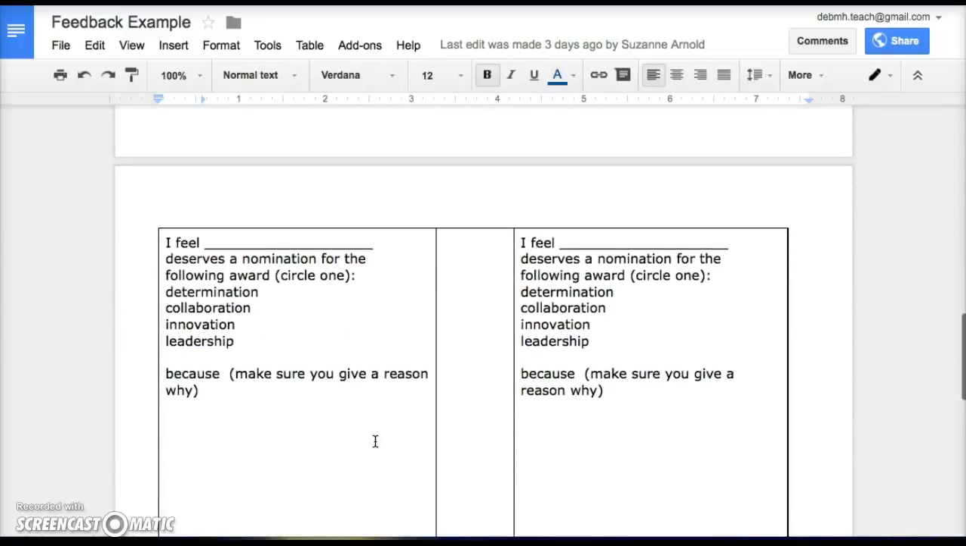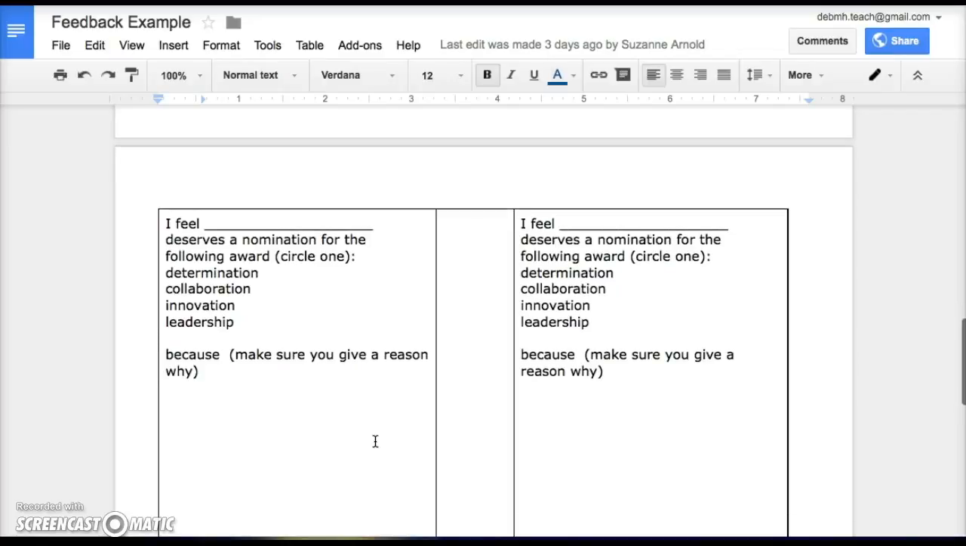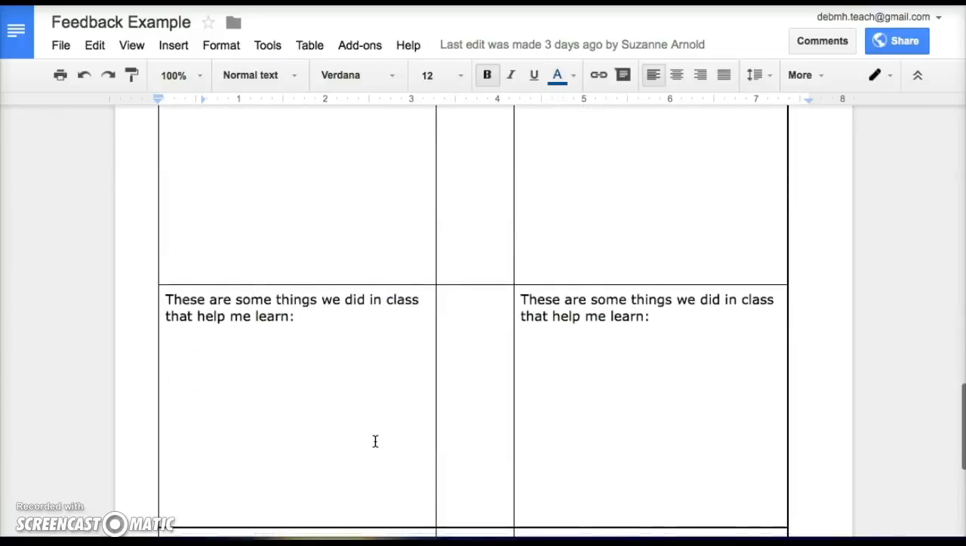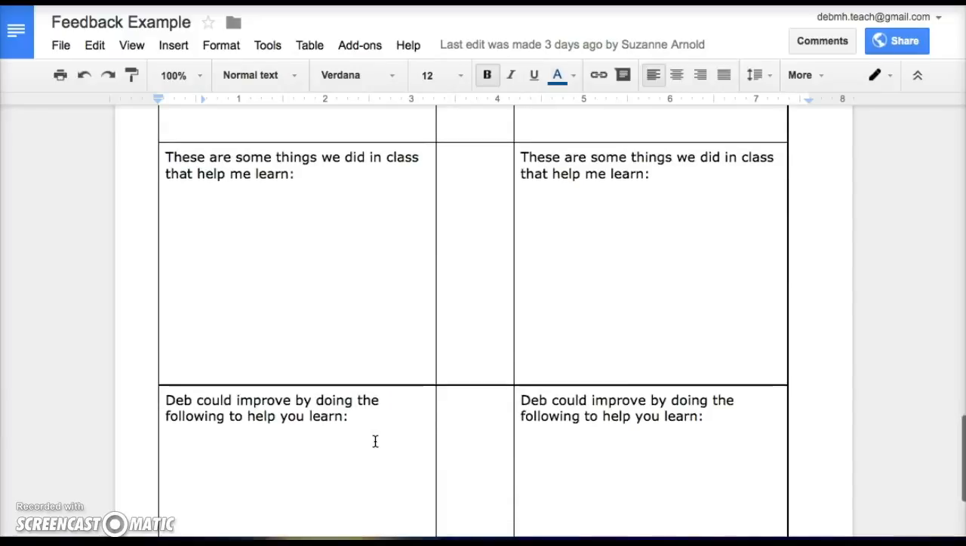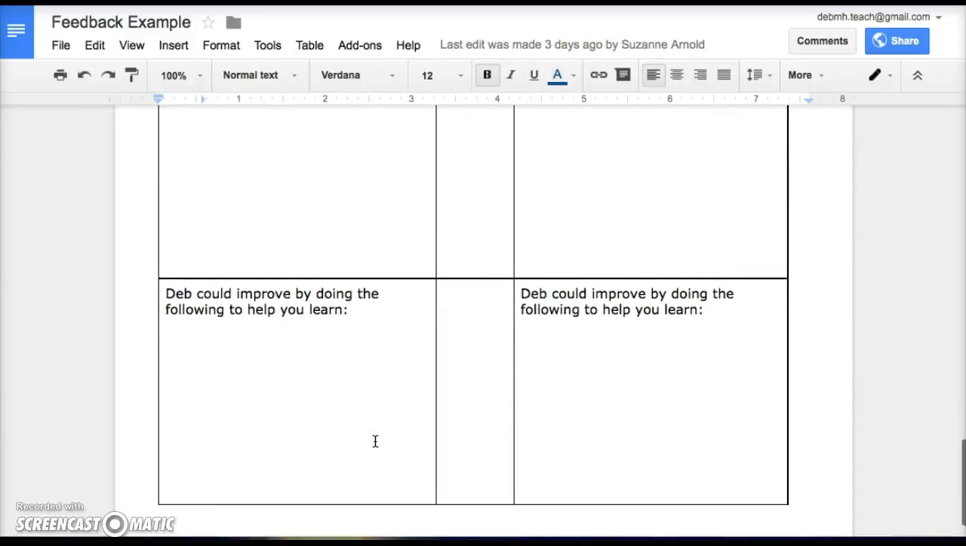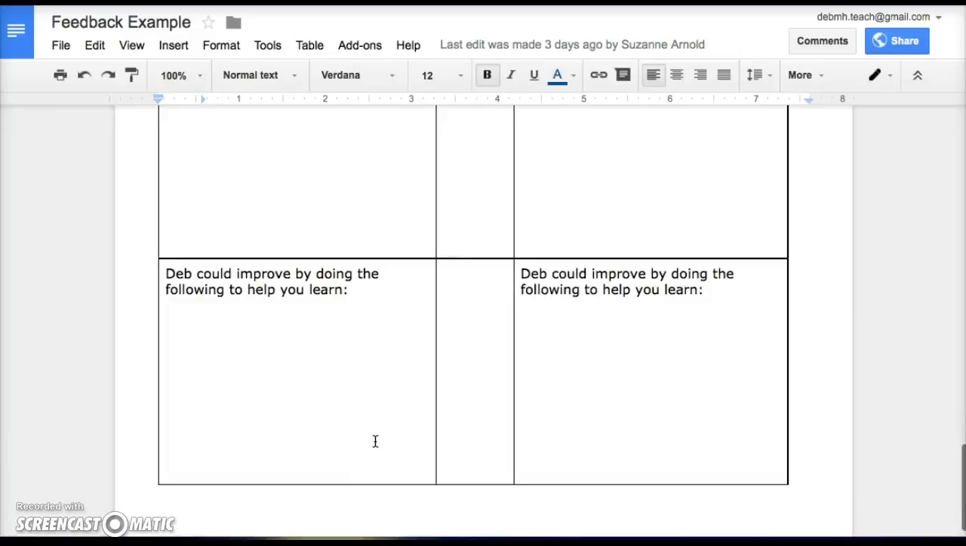I also feel it's important for them to recognize their peers. What are they noticing about their peers? Not only is it good for them to recognize, sometimes I find out what some peers are doing for them that I didn't know was occurring. And then what are some things that helped them learn? Now this is going to help give me feedback on what's working for them. And I always ask, what is some kind of thing I can do to improve.